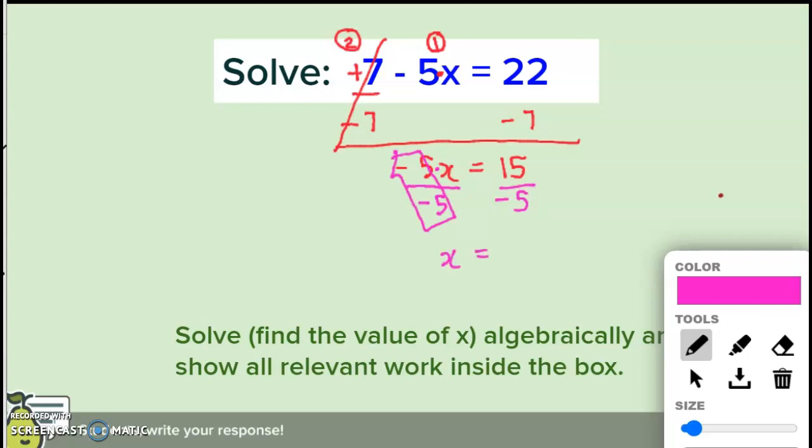So 15 divided by negative 5. 15 divided by 5 is 3. And positive divided by negative is negative. So x is equal to negative 3 is my solution.